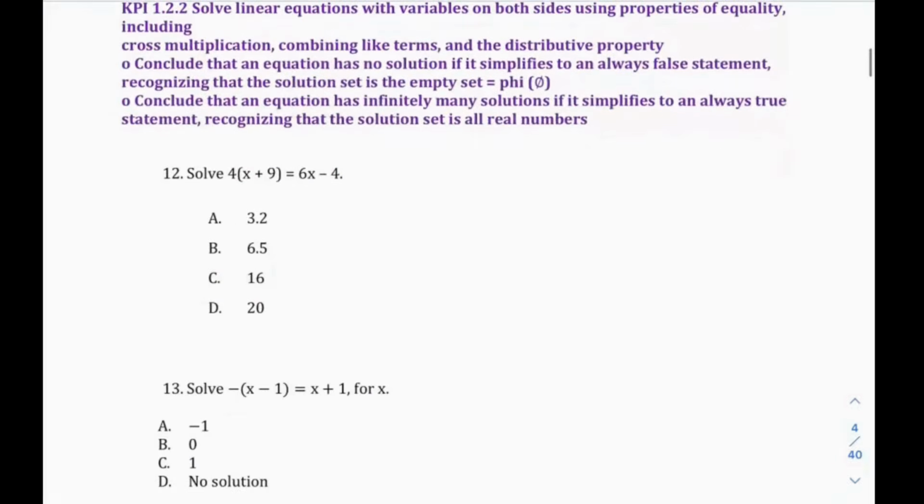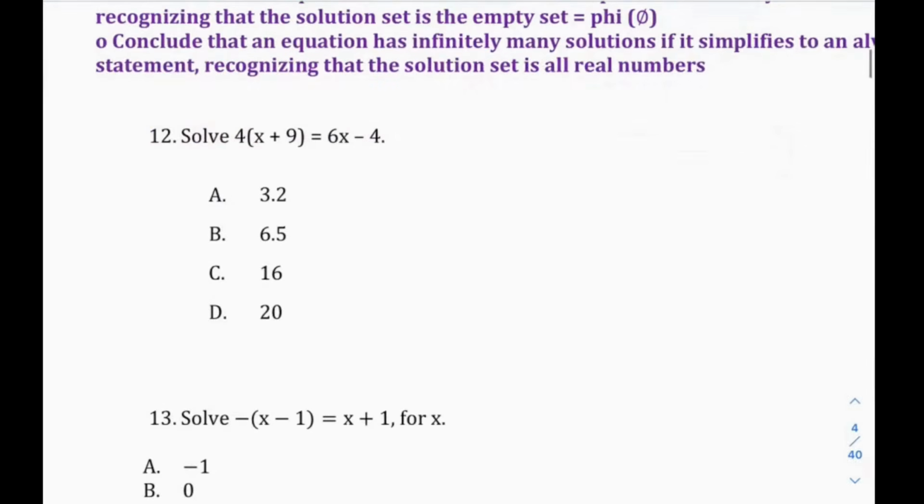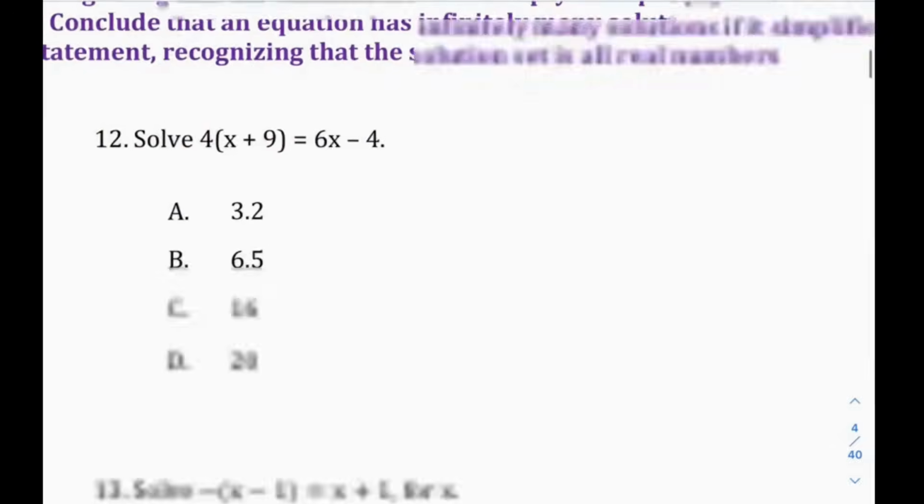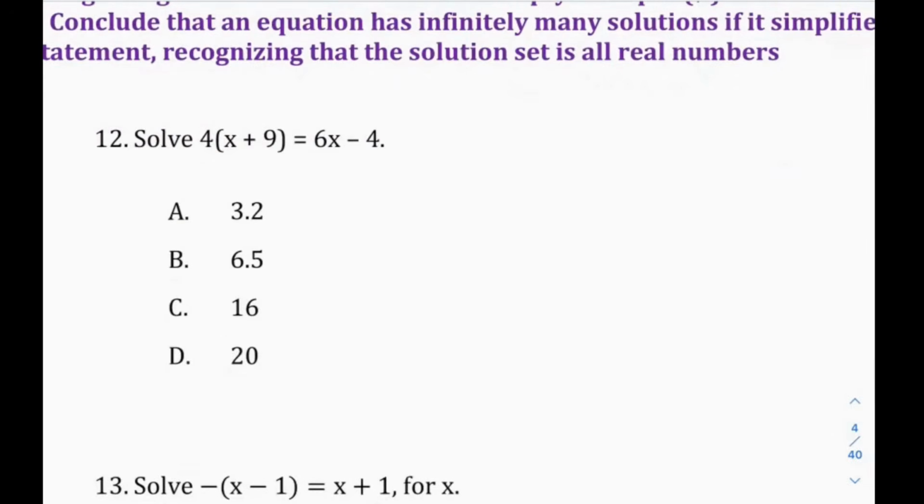Now we are going to solve this question. Now there is a bracket. Whenever you have a number multiplied by a bracket, we need to break the bracket. So we will use the distributive property. 4 times x is 4x, 4 times 9 is 36, and we will keep the other side for a while.